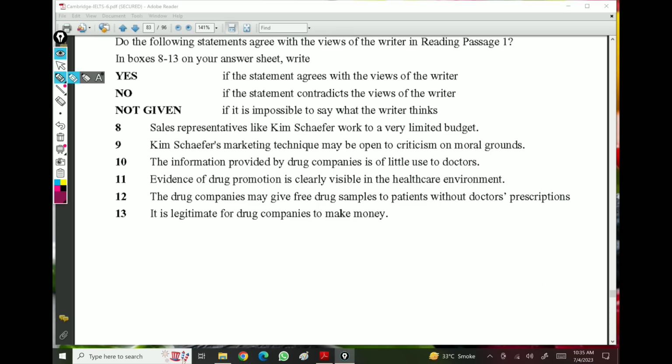Let's read the question first. Remember, don't confuse yes, no with true, false. If the question type is yes, no, and you write true, false, your answer will be taken as incorrect. So you've got to be very careful with that.